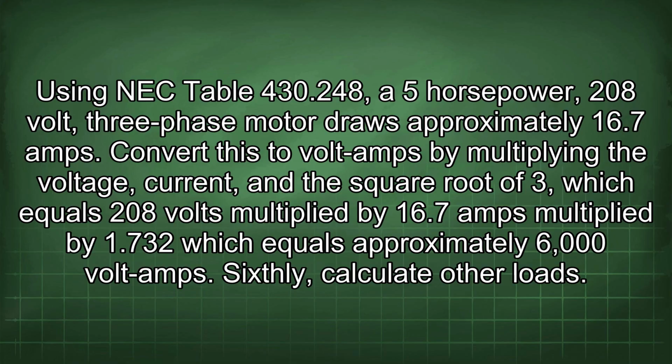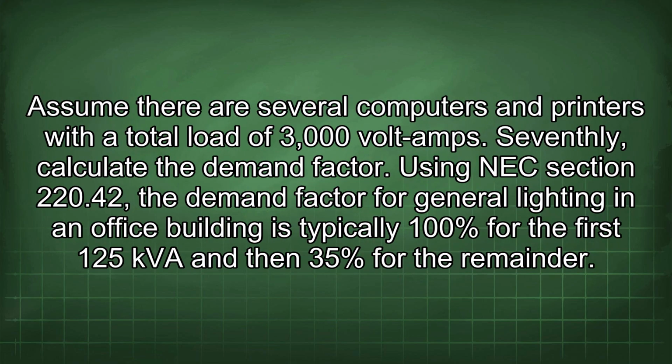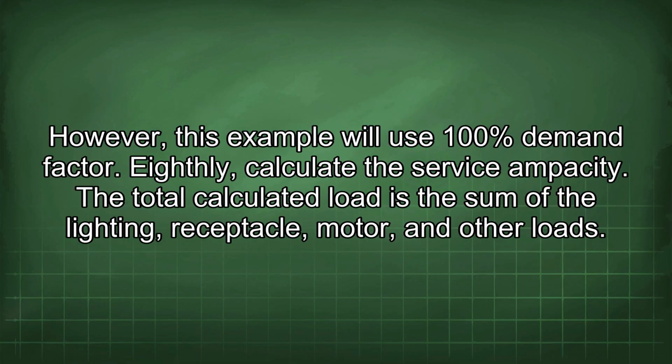Sixthly, calculate other loads. Assume there are several computers and printers with a total load of 3,000 volt amps. Seventhly, calculate the demand factor. Using NEC Section 220.42, the demand factor for general lighting in an office building is typically 100% for the first 125 kVA and then 35% for the remainder. However, this example will use 100% demand factor.